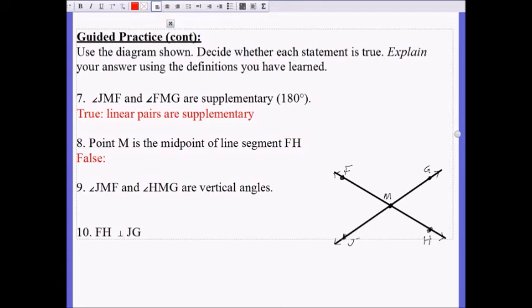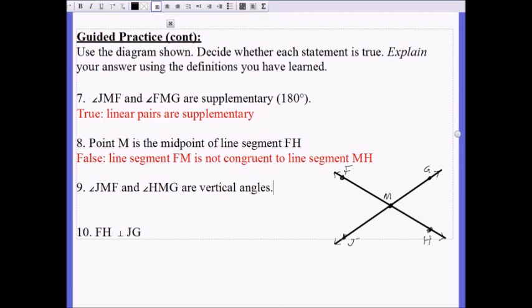So I would say line segment FM is not congruent to line segment MH. I didn't mean to say FH. Since I don't know that, I cannot say that M is the midpoint. So that's false.